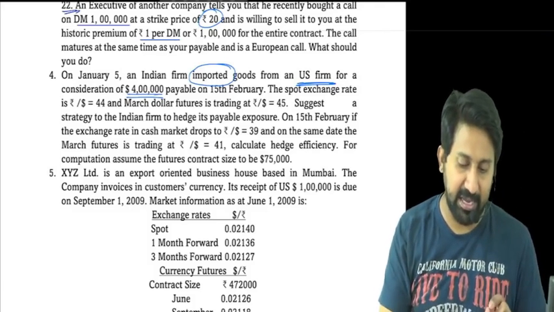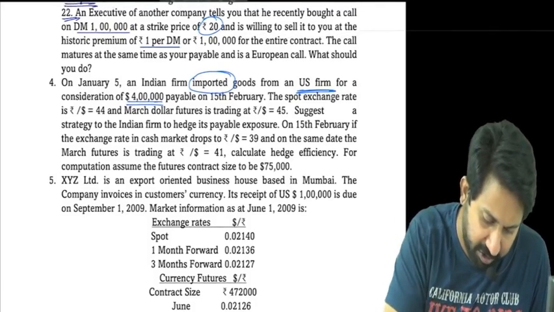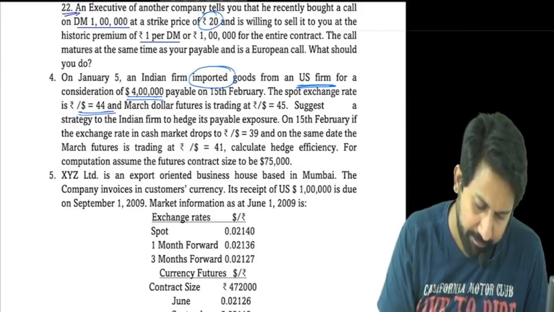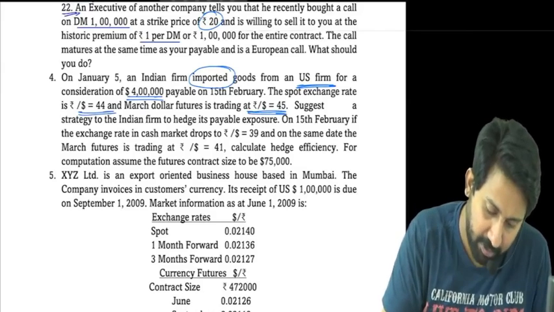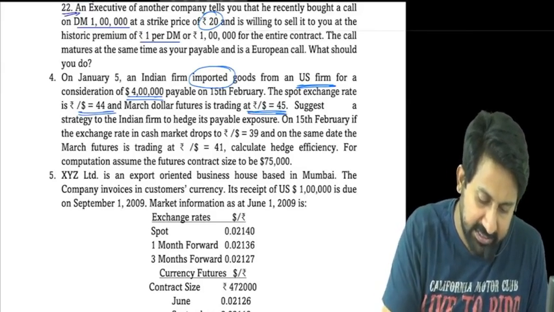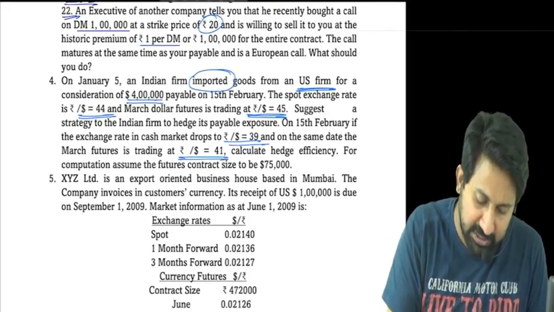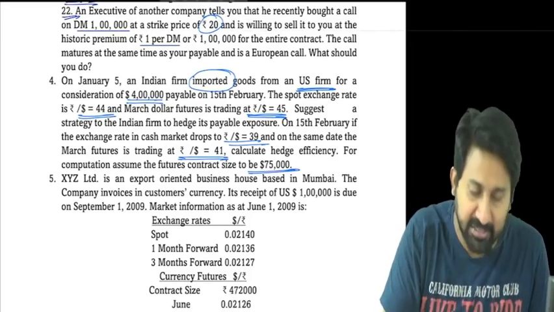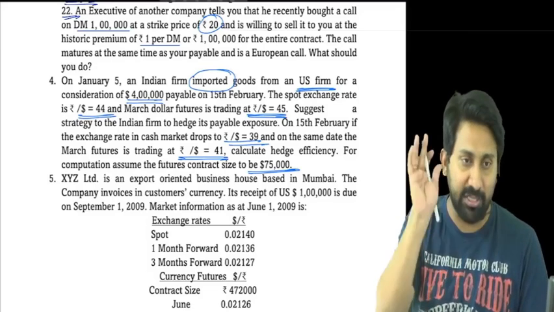Now he is asking us, if you go by futures, the spot exchange rate is 44. Dollar futures is trading at 45. On 15th February, the exchange rate in the cash market drops to 39. Futures has dropped to 41. Calculate the hedge efficiency. Standardized lot size is $75,000. This is the question that is being asked.